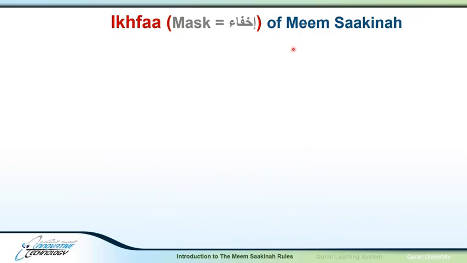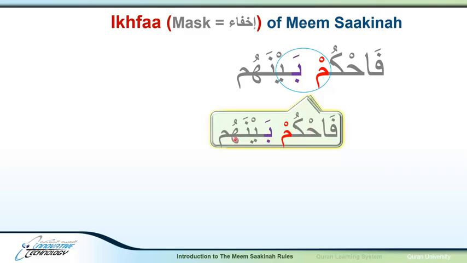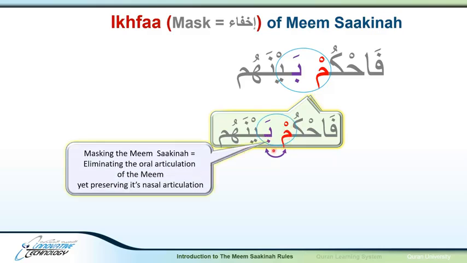Now we'll move to the next hukum, which is ikhfa. Ikhfa or masking. Ikhfa of Meem Sakinah. فَحْكُمْ بَيْنَهُمْ. In this case, we have a Meem Sakinah followed by a letter ba, which is vowelized. It has a fatha. فَحْكُمْ بَيْنَهُمْ. What we do is we make ikhfa for the Meem, masking the Meem Sakinah, eliminating the oral articulation of the Meem, yet preserving its nasal articulation. فَحْكُمْ بَيْنَهُمْ.